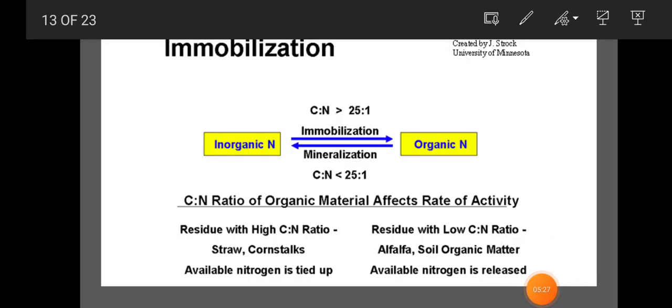Coming to immobilization. The immobilization process is completely the opposite step of ammonification. What decides this step is the ratio of carbon to nitrogen. If the ratio is higher than 25:1, that favors the immobilization process, and if the ratio is lower than 25:1, that favors the mineralization process.